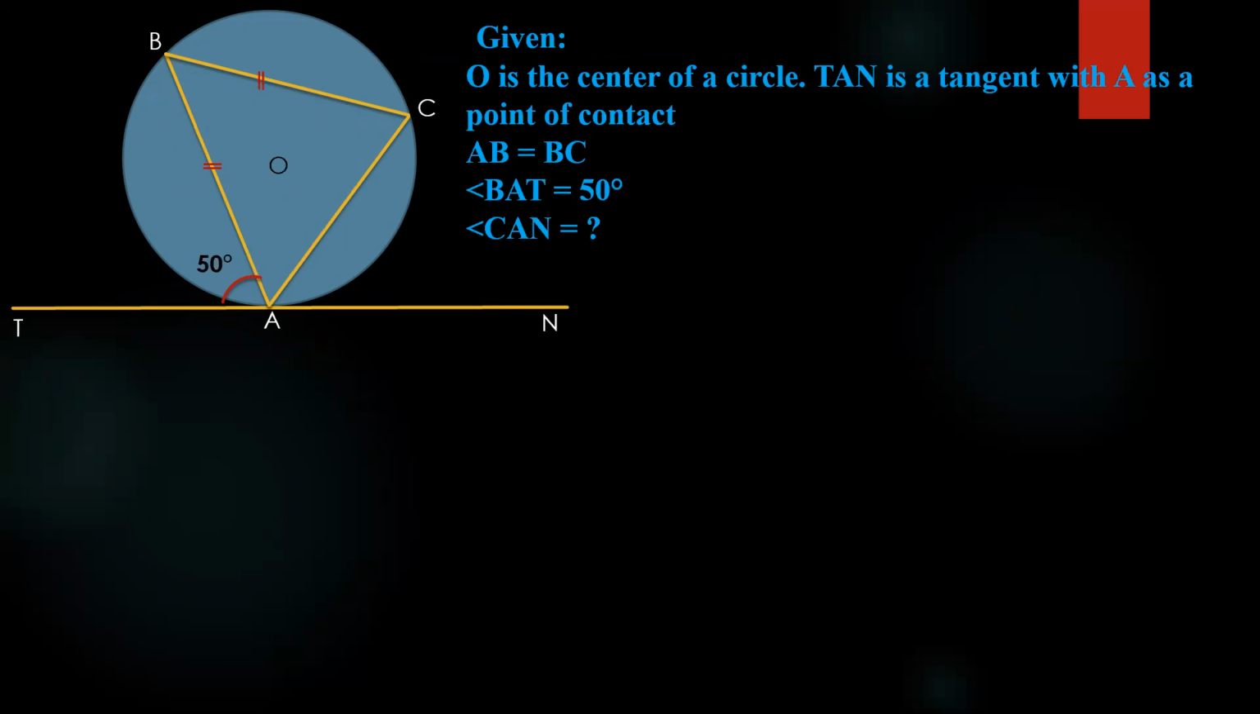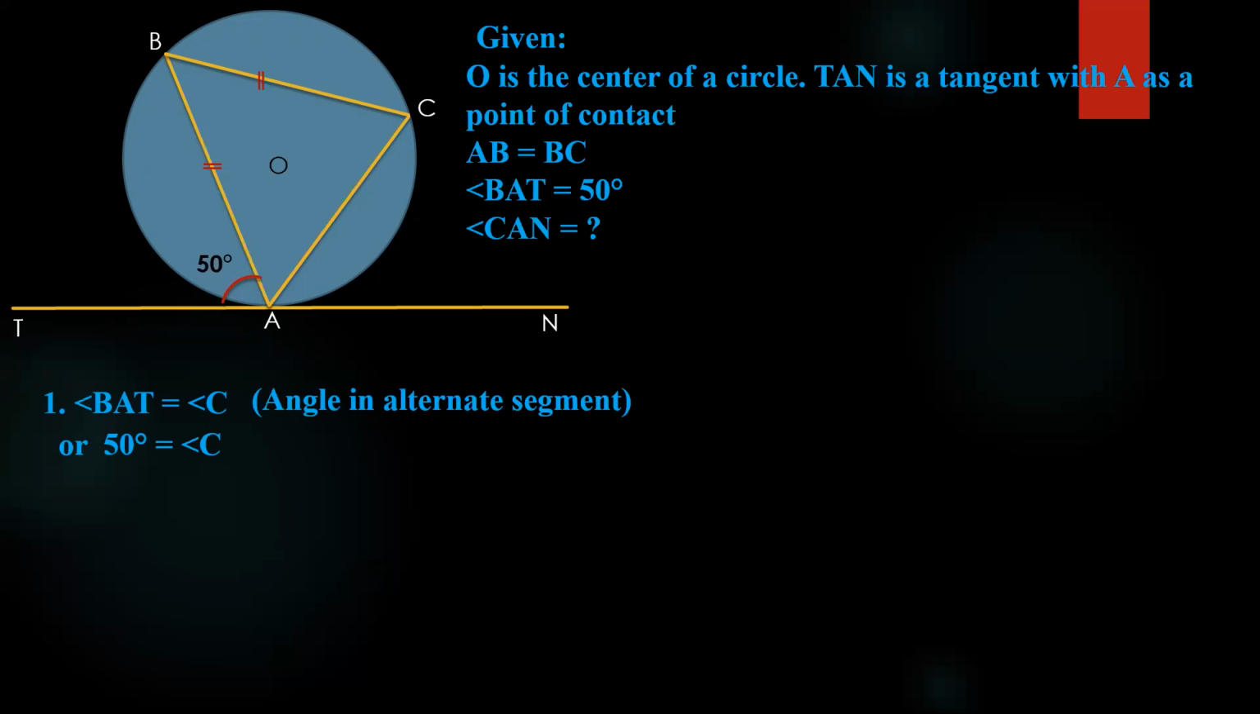Now, let's look closely. Here, we know the property: angles in alternate segment. Okay, let's use that one. When you look at the angle BAT, it is formed by the curve BA, right? So this angle BAT will be equal to angle C. I just told you that, angles in alternate segment, right? Now here I can say angle C is equal to 50 degrees.